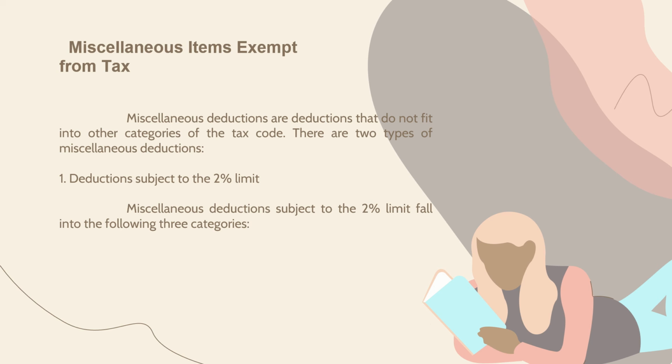Miscellaneous items exempt from tax. Miscellaneous deductions are deductions that do not fit into other categories of the tax code. There are two types of miscellaneous deductions. Number 1, deductions subject to the 2% limit. These deductions allow you to deduct only the amount of expense that is over 2% of your adjusted gross income, or AGI.